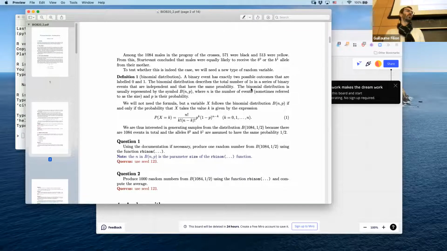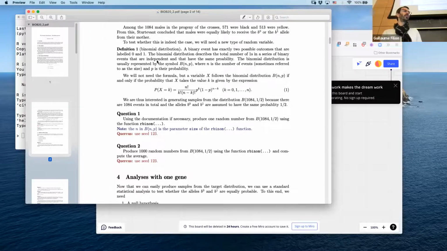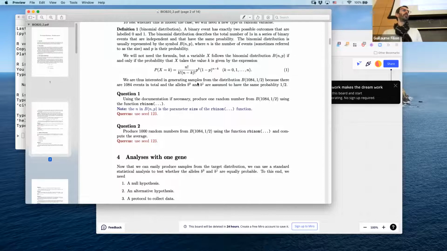That's a little bit what we had last time with either placebo or vaccine. So there are many cases that are covered by the binomial distribution. It is usually represented by the symbol B(n, p), where n is the number of events, sometimes referred to as the size, and p is their probability. We will not need the formula, but there it is, for your own records. In case someone asks you, that's the way it looks, but I don't think that we'll need it a single time in this course.